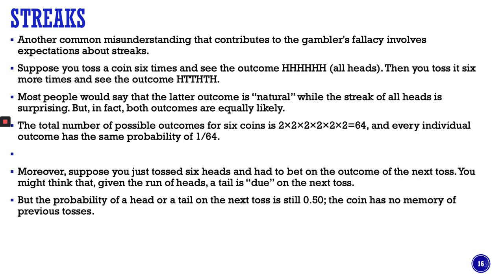The total number of possible outcomes for 6 coins is 2 times 2 times 2, for 6 times, which equals 64. And every individual outcome has the same probability of 1 out of 64. Moreover, suppose you toss 6 heads and had to bet on the outcome of the next toss. You might think that given the run of heads, a tail is due on the next toss, but the probability of a head or tail in the next toss is still 50%. The coin has no memory of previous tosses.